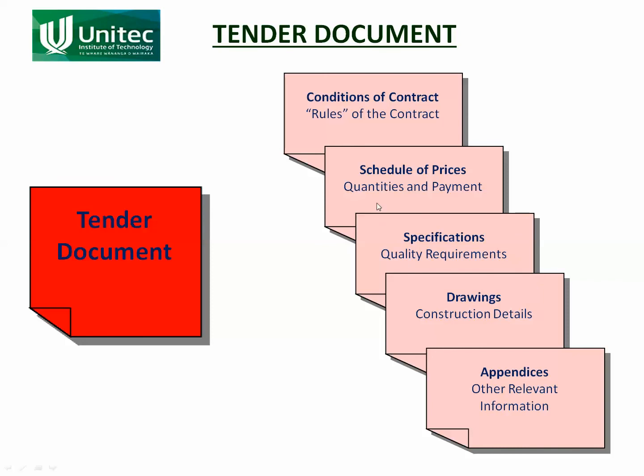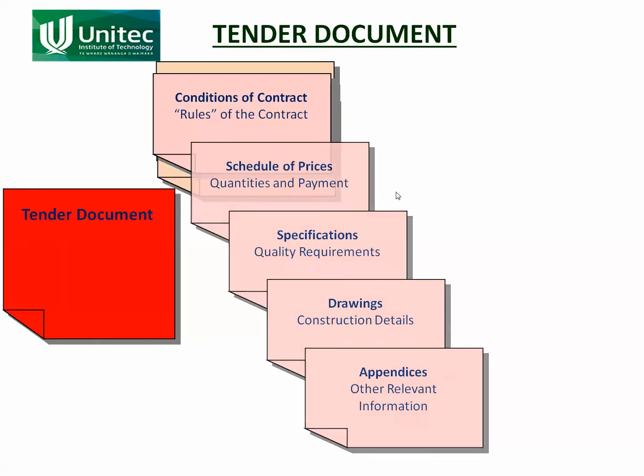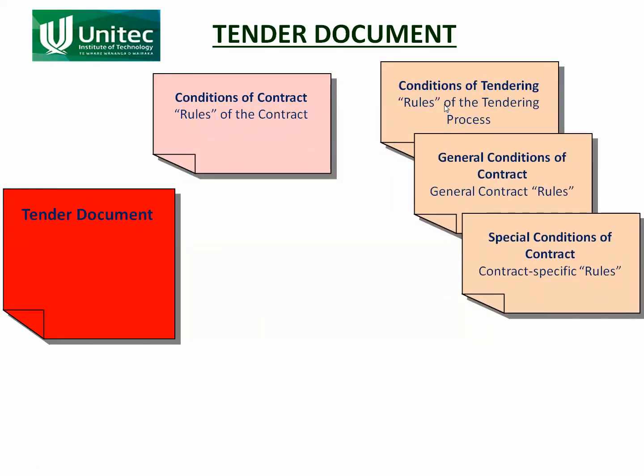Now, what we're looking at in this series of slidecasts is just these conditions of contract, the first part of it. So let's look at what they're composed of. There's the conditions of tendering, which are the rules of the tendering process, the things that you need to know to put together that tender submission. And then there's these two, the general and special conditions of contract, and they work together. They're two parts of one document, if you like.